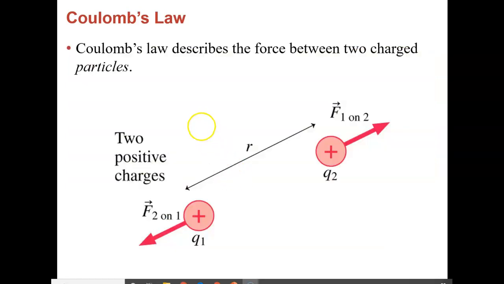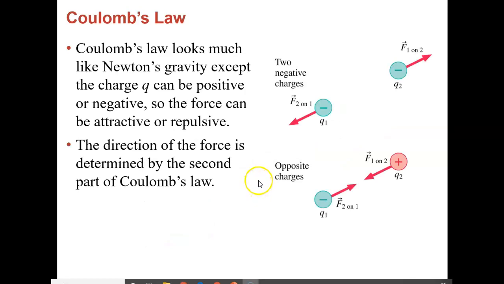All right, so Coulomb's law describes the force between two charged objects. So these two like charged objects are going to have a repulsive force between them that is going to get progressively smaller as they get farther apart. And it looks much like Newton's law of gravity.